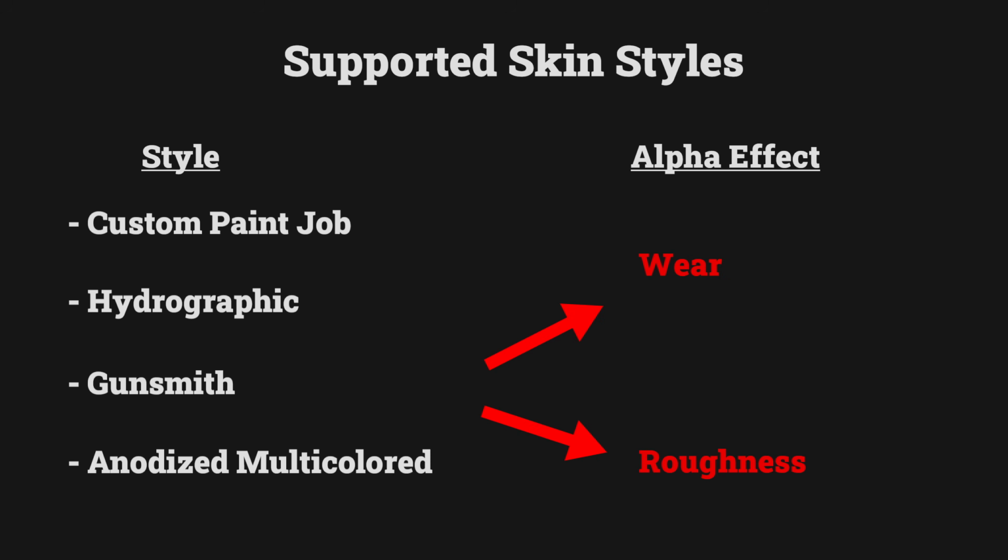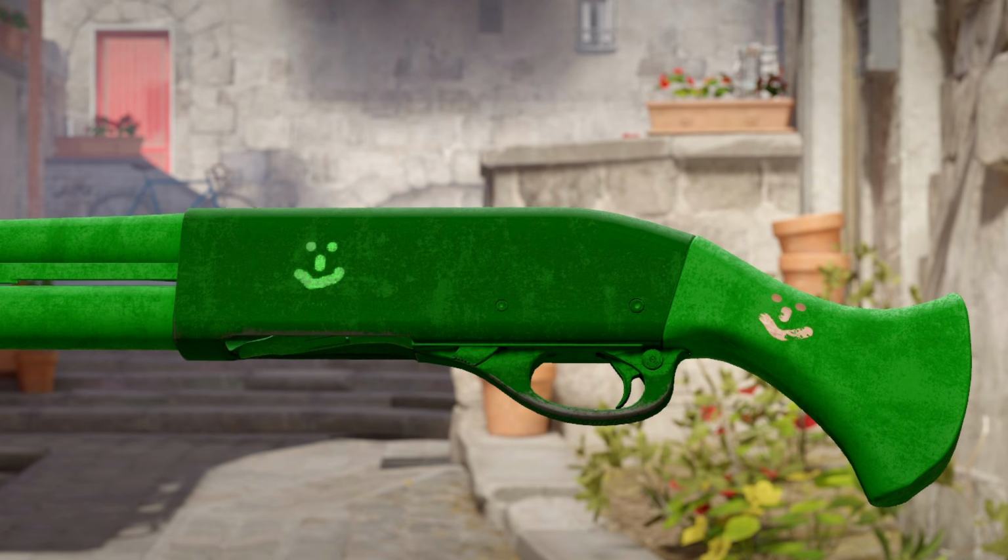The gunsmith style's behavior is a mixture of the custom paint job and the anodized multicolored styles, depending on which area of the gun we're talking about. For the metallic areas of the gunsmith, whether we're talking about the default metallic areas or those specified in a custom material mask, those areas behave like the anodized multicolored style. And for the non-metallic areas, the alpha channel controls the wear of the skin, just like the custom paint job.